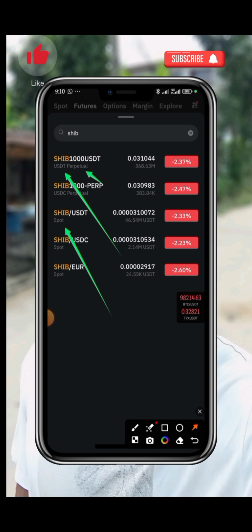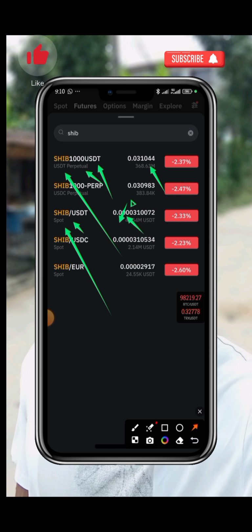Look at perpetual there. Perpetual trades are futures trades. That's the ones you can trade under futures. Those are perpetual trades. So this is SHIB USDT, and if you check the prices, they are the same. Just that this 1000 SHIB has been multiplied by 1000 to give you this price, while for normal Shiba Inu, you see that it is divided by 1000.